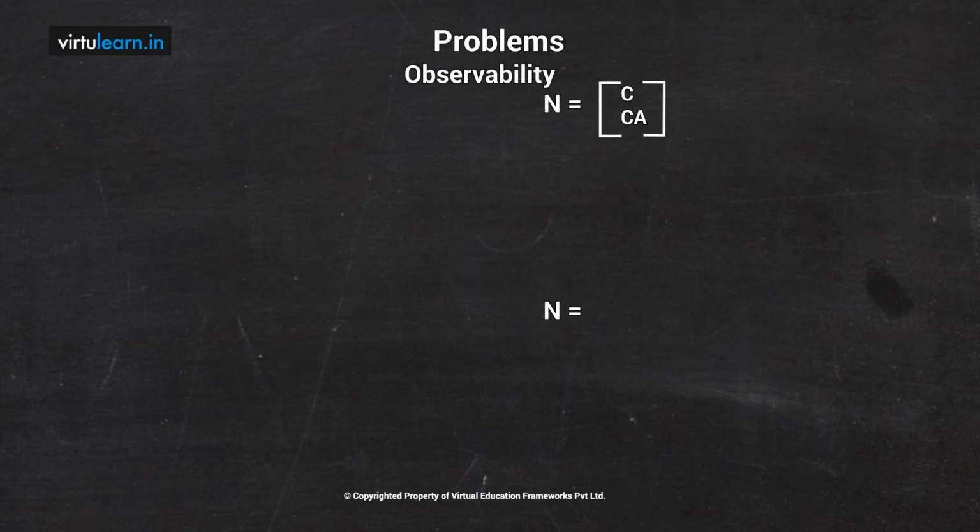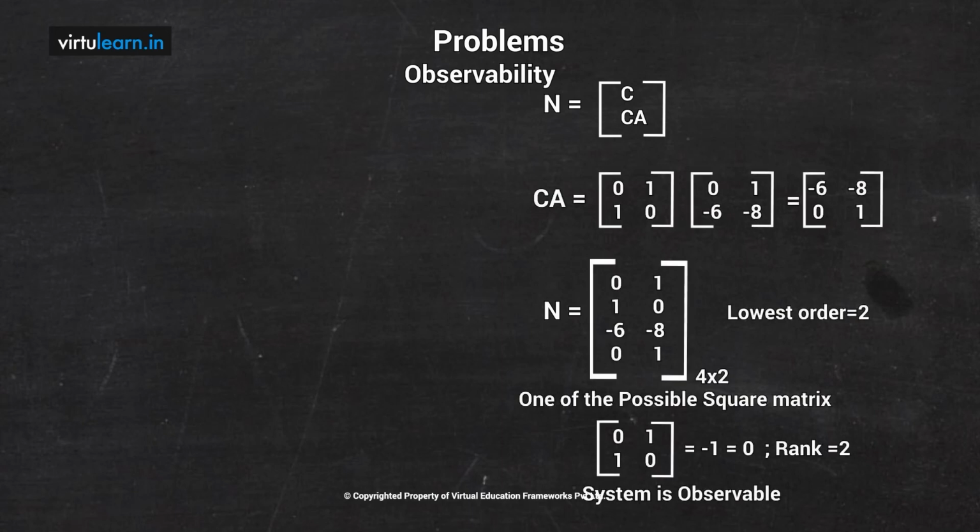Similarly, for the N matrix, if you form C and CA, it is going to be again a rectangular matrix like this. Then if you find the rank of it, the system is completely observable. So in both cases you are getting rank 2, and for the rectangular matrix the lowest order is 2. So we can say the system is completely observable as well as completely controllable. Or else you can take any square matrix and check. If any one possible square matrix gives a non-zero determinant value, we can directly say the system is controllable, and in case of the observability matrix, the system is observable.